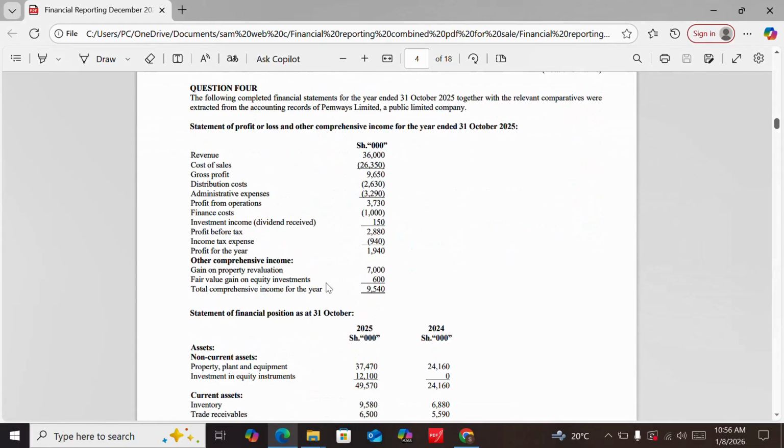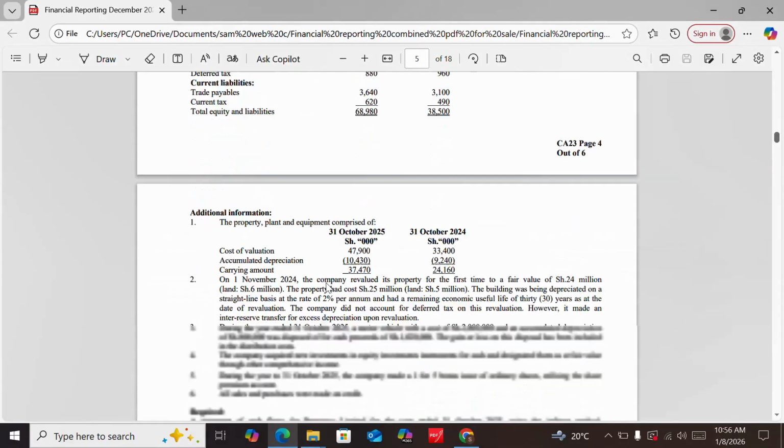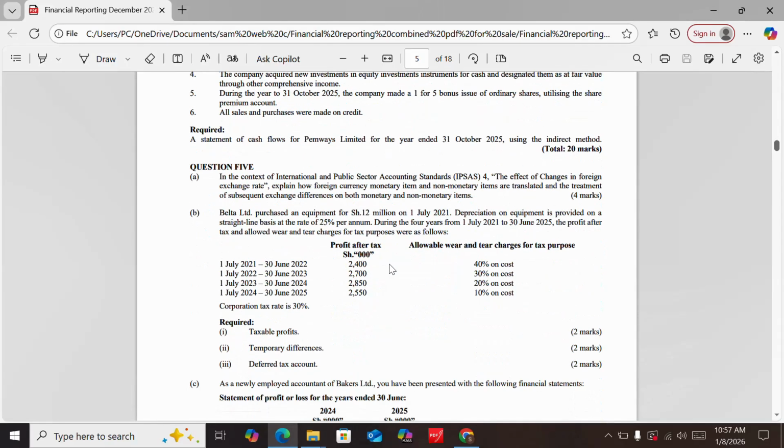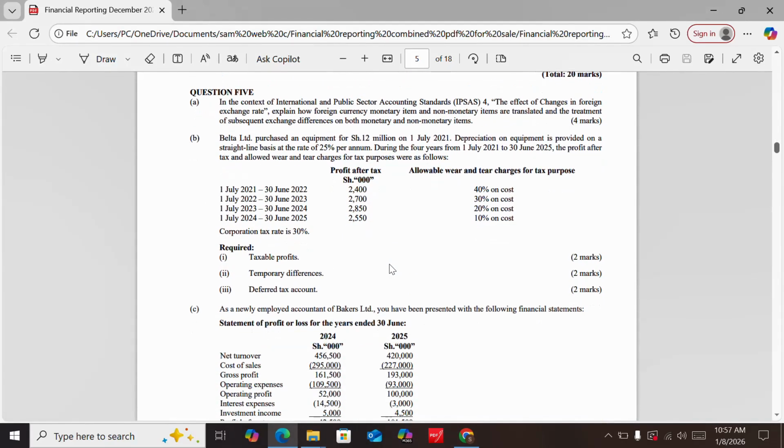Question 4 was a question on cash flow statement, which required the student to prepare a statement of cash flows for Pemways Limited for the year ended 31st October 2025 using the indirect method. Question 5, Part A was a theoretical question, and Part B was on taxes, which required the student to prepare a taxable profits, temporary differences, and deferred tax account.